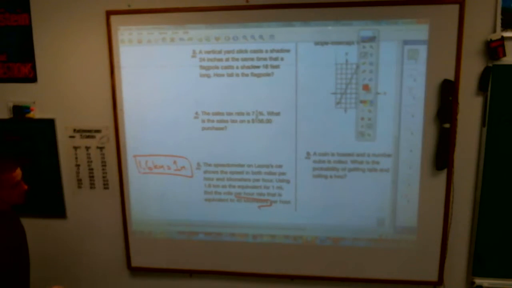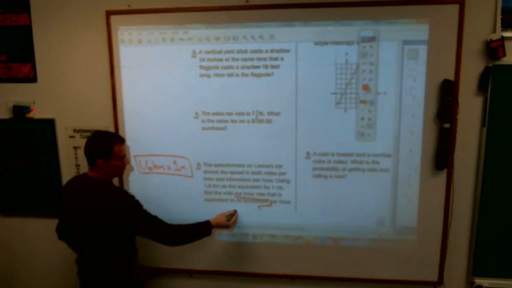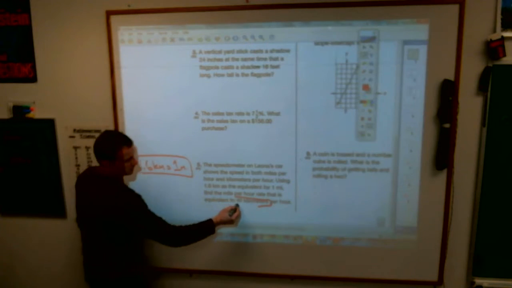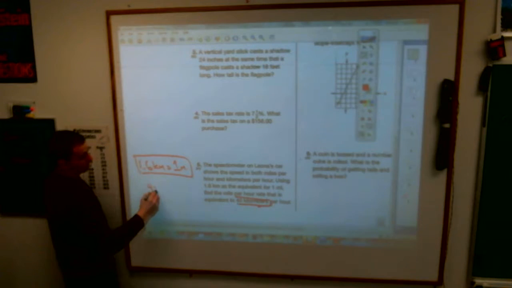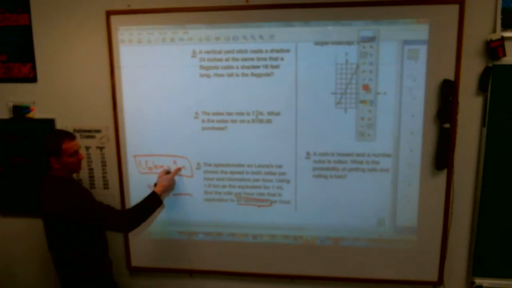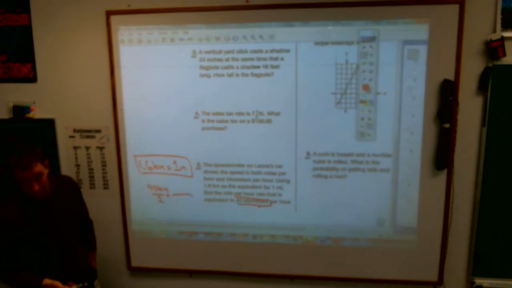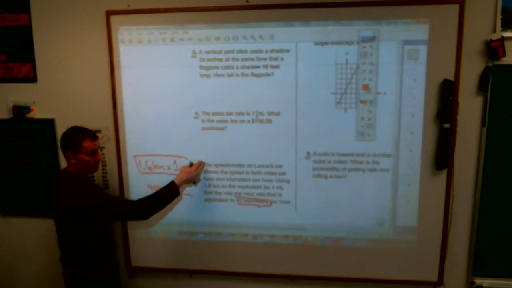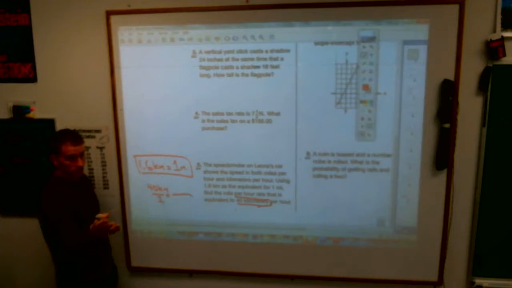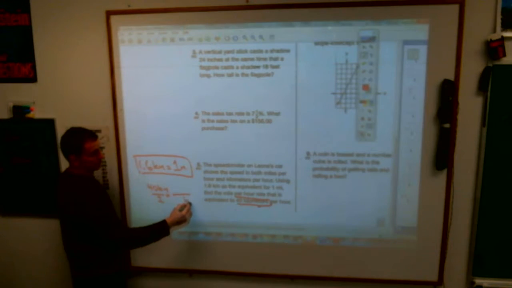I used to have this trouble a lot a few years ago. You're taking what you're given, 40 kilometers, putting it over 1, and multiplying it by this fraction. What has to go on the bottom? What label? Because we're looking at crossing off labels when you use conversion fractions. Kilometers. So the 1.6 goes on the bottom, the miles go on top.